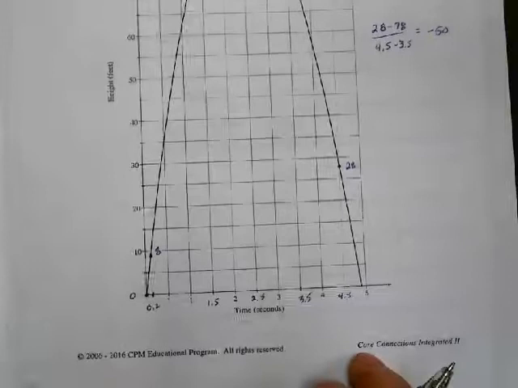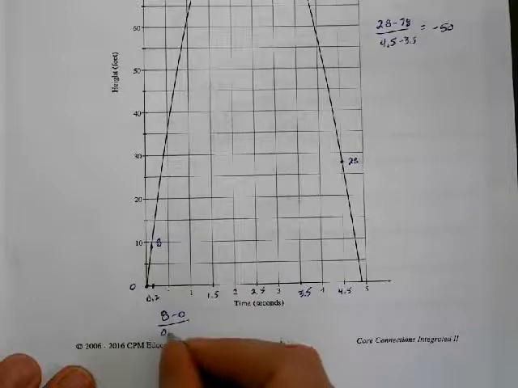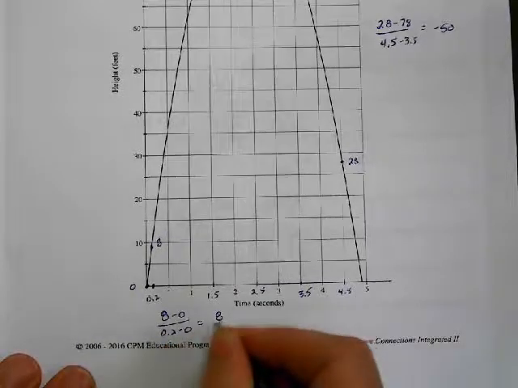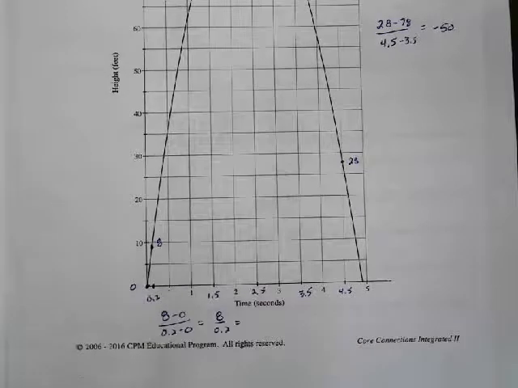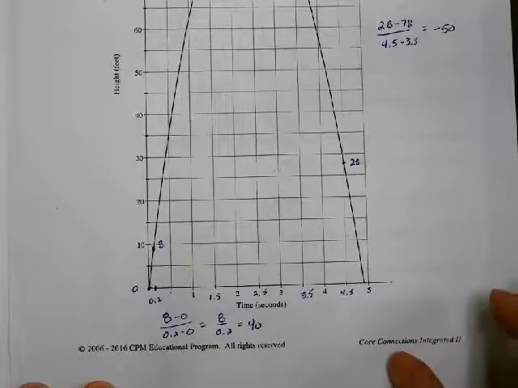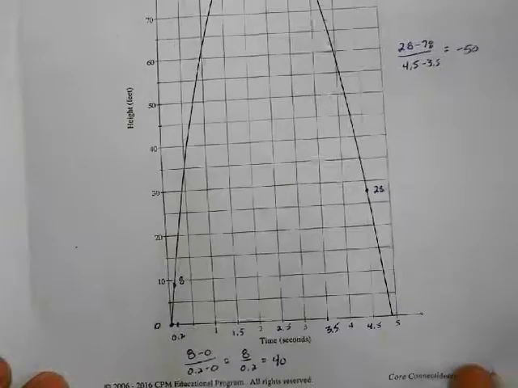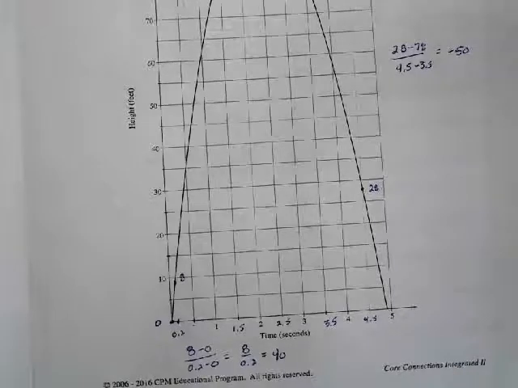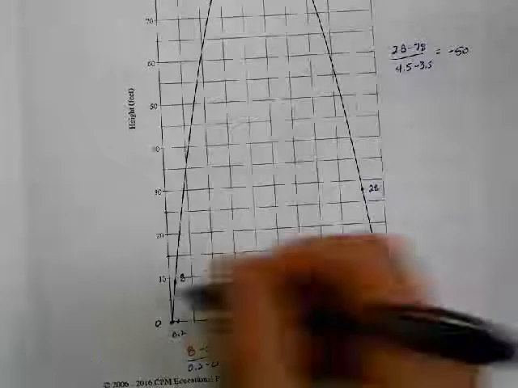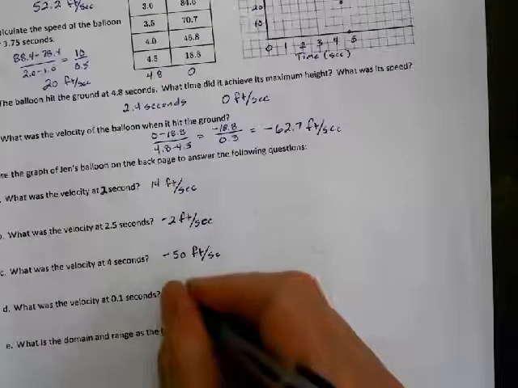So we're going to do 8 minus 0, and then 0.2 minus 0. So we get 8 over 0.2. And 8 divided by 0.2 is 40. All right, so we get 40 feet per second. Wait, 8 divided by 0.2. 40. All right, 40. I think I did something wrong there, but let's just go with it and move on. I'll probably figure out what I did right after I log off.